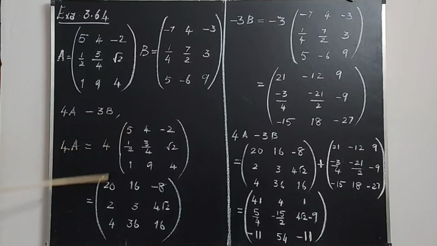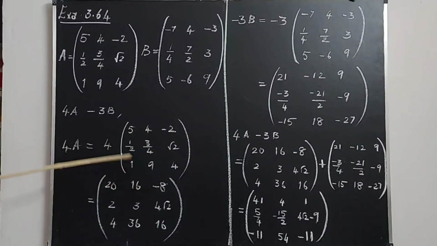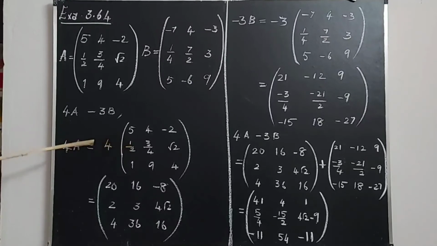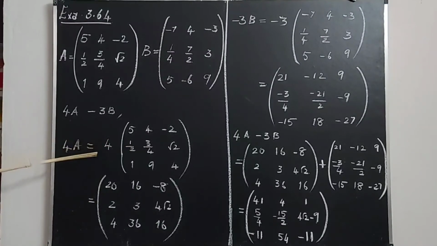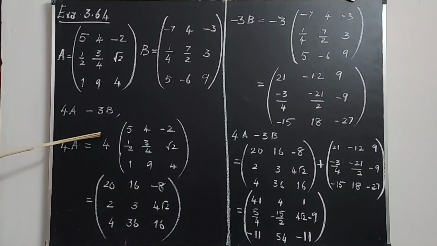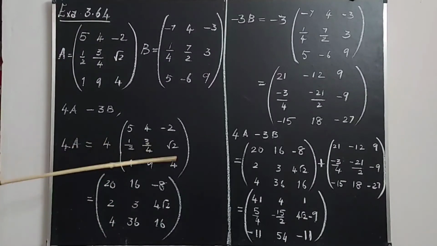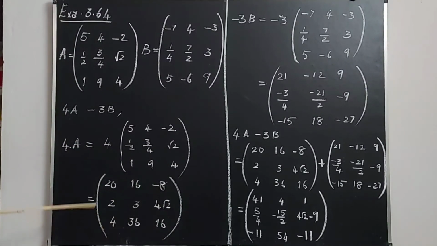4 into 5, 20; 4 4s are 16; 4 into minus 2, minus 8. And 4 into 1 by 2, 2 and 4 will be cancelled, that is 2. 4 into 3 by 4, 4 and 4 will be cancelled, which is 3. 4 into root 2 is 4 root 2. Then third row, 4 into 1, 4; 4 9s are 36; 4 4s are 60. This is the value of 4A.